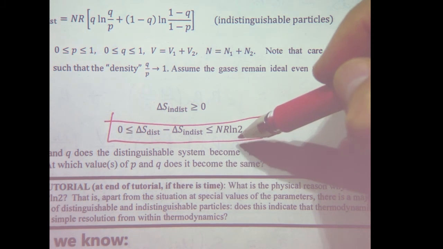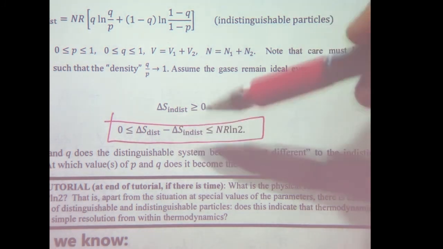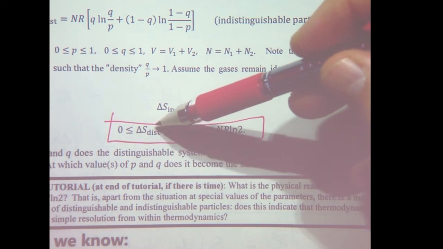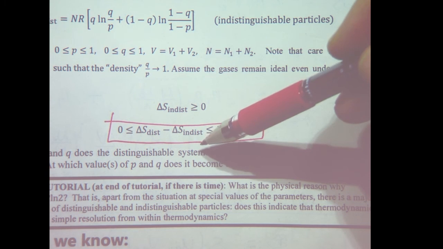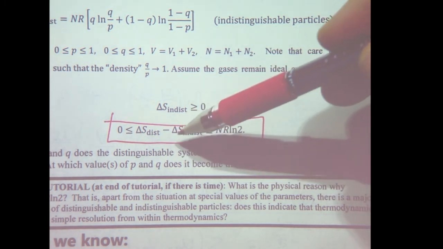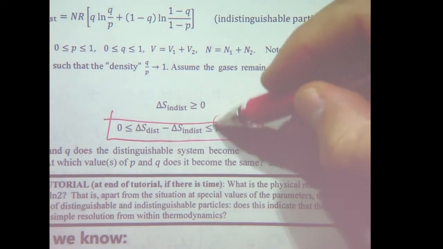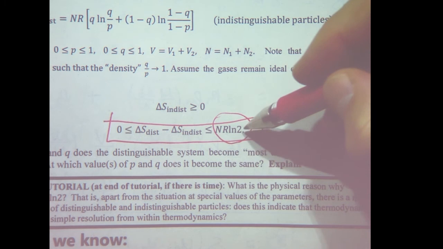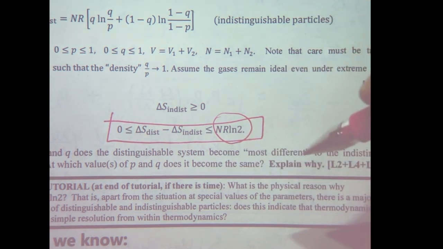Okay. So even though the initial conditions are the same in the distinguishable and indistinguishable case, there's something about indistinguishability or distinguishability that gives an extra nR log 2 maximum of entropy change in this situation. What is it? Why does it happen?